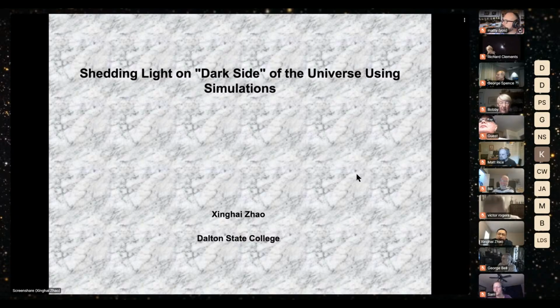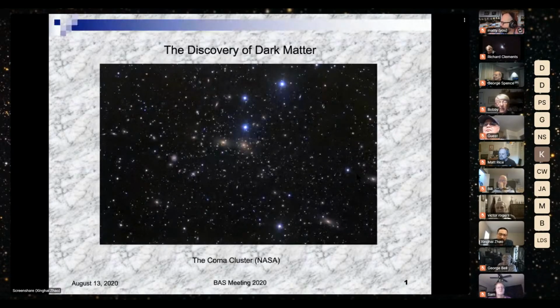Dark energy. After the introduction, I'll briefly mention the kind of research I was doing, using computer simulations to study the dark side of the universe. Okay, so let's just go to the first player. The first character of the dark side is dark matter.